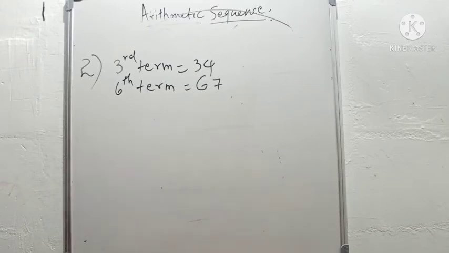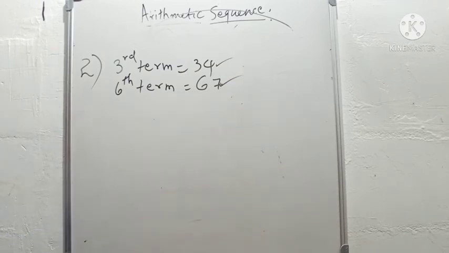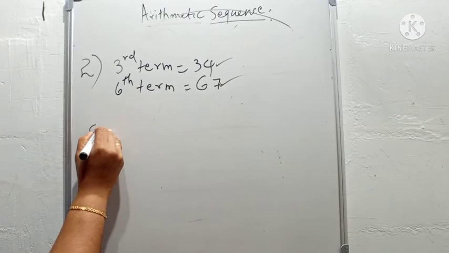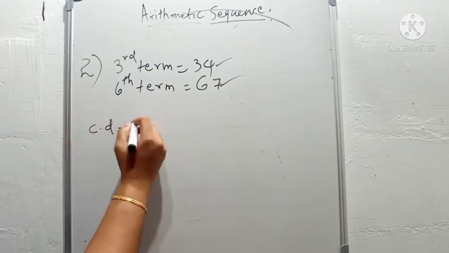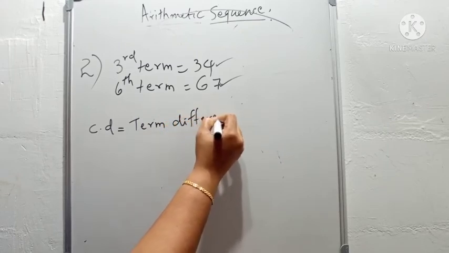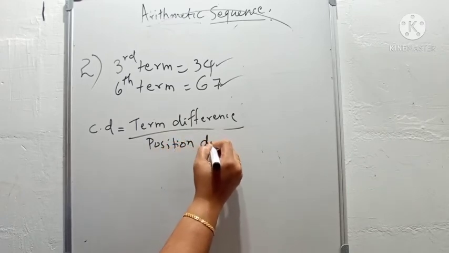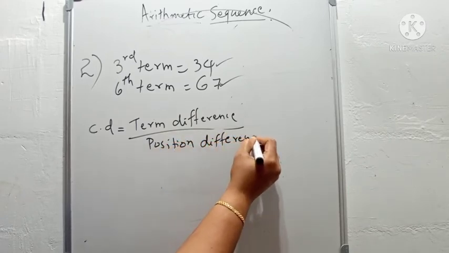We are only given the third term and the sixth term, and we need to write the first 5 terms of the sequence. What we know is the third term and the sixth term, and we know one relation. What is that relation? Common difference is equal to term difference by position difference.